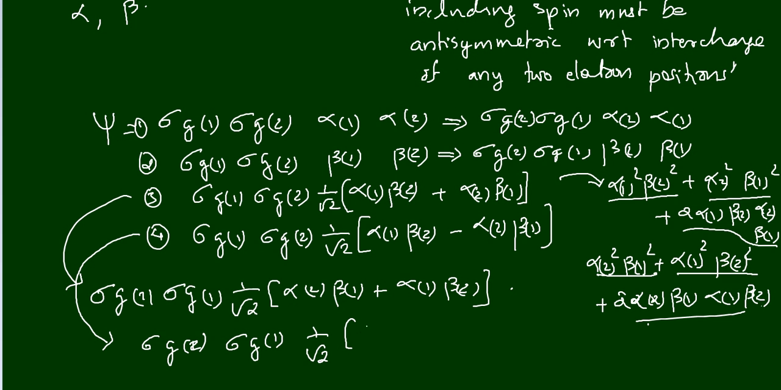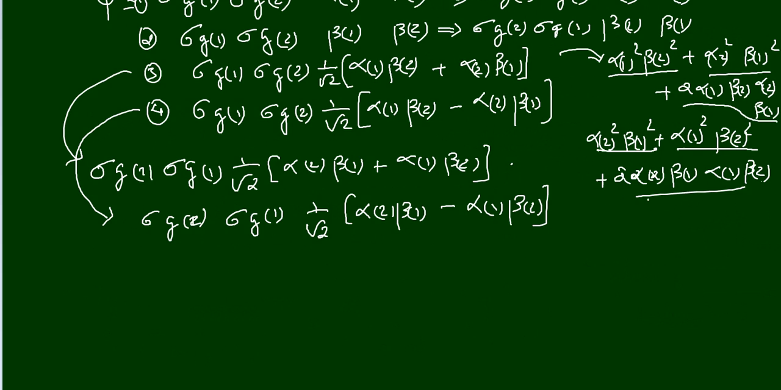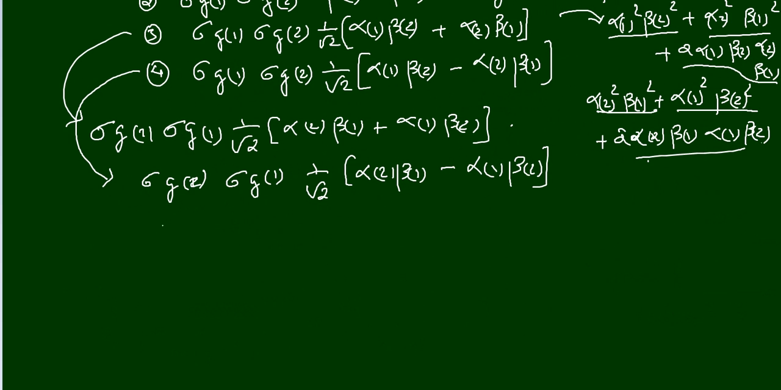Then alpha 1 beta 2 will be alpha 2 beta 1 minus this will be alpha 1 beta 2. And now you look at this one. I am going to rearrange this one. Then I can write it like sigma g1 sigma g2. I just rearrange only the terms here. I am just changing their order, that's all. There is no problem in changing the order because all these terms are multiplied.